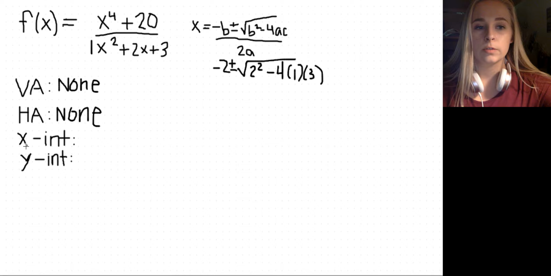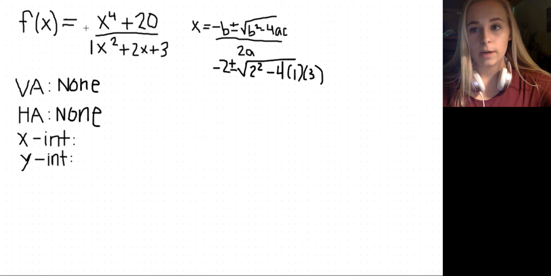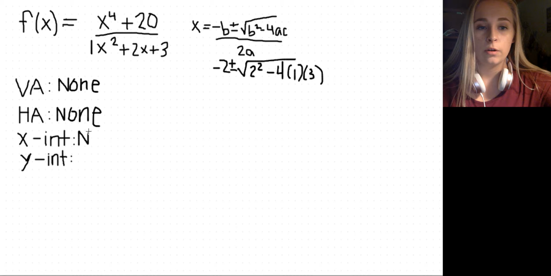So let's move on to finding our x-intercepts. And to do that, we would sub in a 0 for y, which is this f of x. So it'll be 0 equals this whole equation. But we know already that this is going to equal an imaginary number because we can't factor that. So also, in this case, we have another one that there's no x-intercepts.